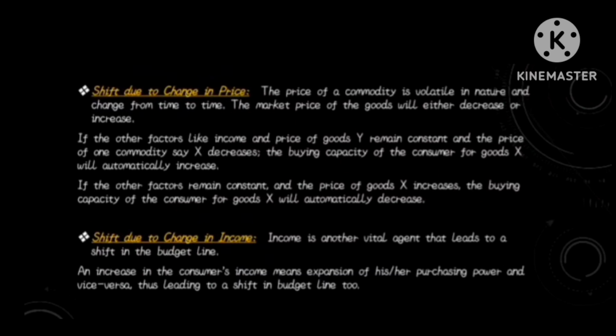Alright, so the next one is, we have seen the price one. Now let's see the next one, income. Shift due to change in income. Income is another vital agent that leads to a shift in the budget line. An increase in the consumer income means the expansion of his or her purchasing power and vice versa, thus leading to a shift in the budget line too. It also shows the difference between the budget line shifting.